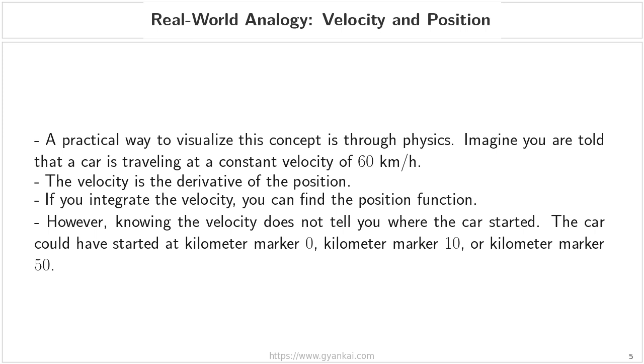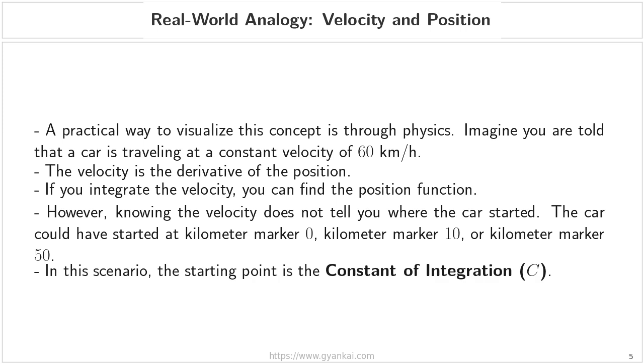However, and this is the crucial part, knowing the velocity does not tell you where the car started. Let's say the car is traveling at a steady 60 kilometers per hour. That tells us how it's moving, but not where it is. It could have begun its journey at kilometer marker 0, or it could have started at kilometer marker 10, or even 50. There are infinite possibilities.